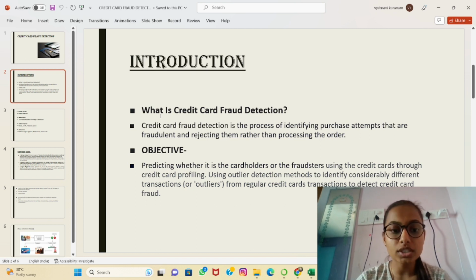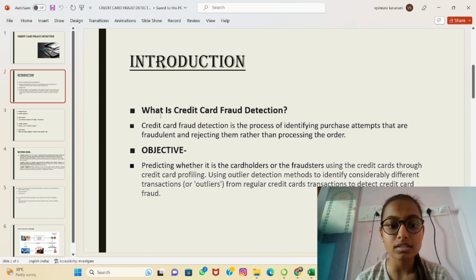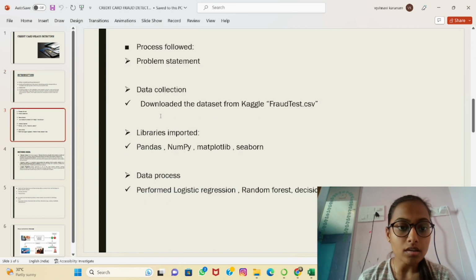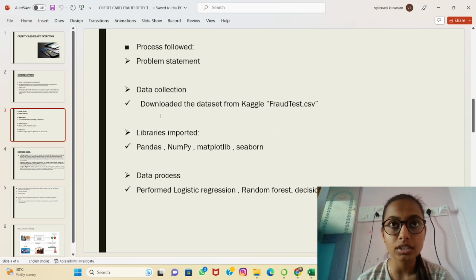So our project objective is predicting whether it is the cardholders or the fraudsters using the credit cards, through credit card profiling. The process we followed in this project is, first, the project statement, that is, we have to find out whether the transaction is fraud or not. Now data collection: we have taken the data set from Kaggle. The data set name is fraud.test.csv. We imported the libraries pandas, numpy, matplotlib, seaborn.